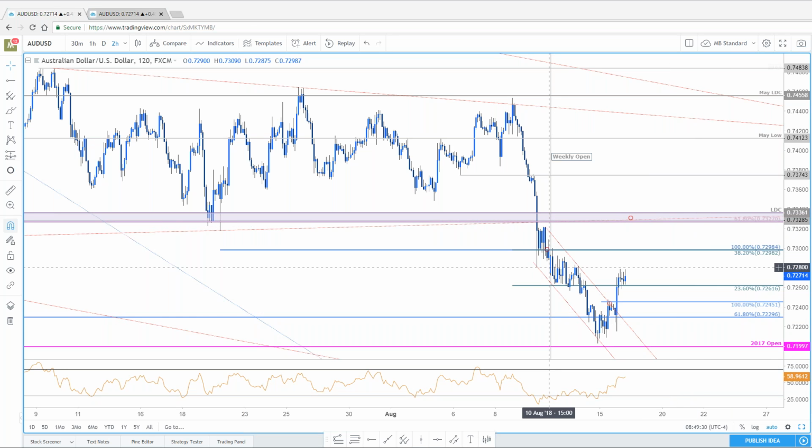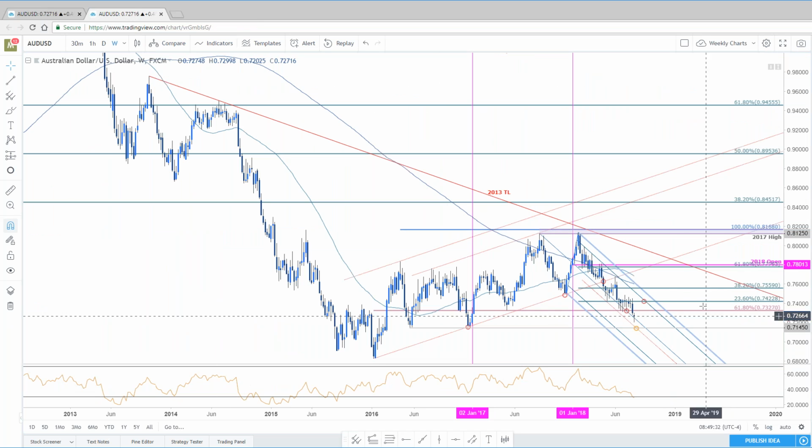That's still the level to beat. I mean, weekly, daily, it's all about that region. If we get back above that on a weekly close basis, yeah, I'm straight playing alongside for Aussie. I don't care what anyone says. But we're not quite there yet.